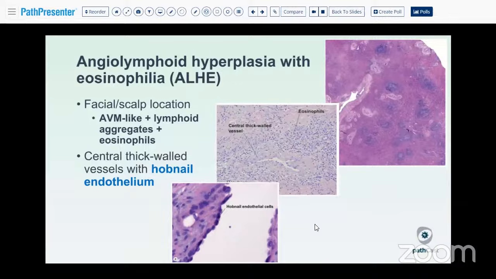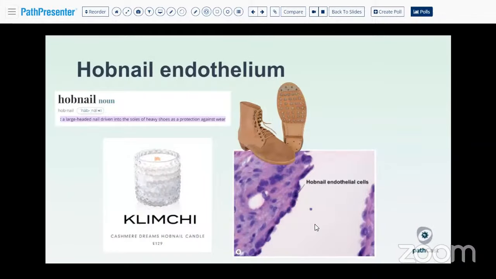Angiolymphoid hyperplasia with eosinophilia was another answer choice. These are often on the face, with lesions with lymphoid aggregates and eosinophils. Those are the three components that you need to have to diagnose ALHE: AVM-like little lesions of vessels, arteriovenous malformation, lymphoid aggregates, and eosinophils. When we zoom in on the endothelial lining, we see that there are hobnail endothelial cells lining the lumen. So that is a characteristic finding.